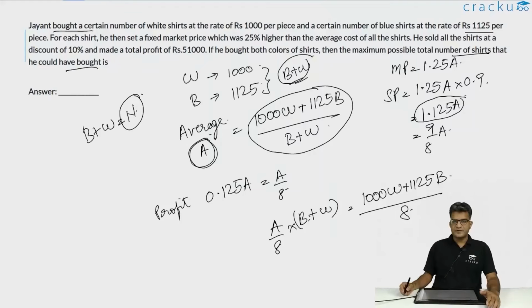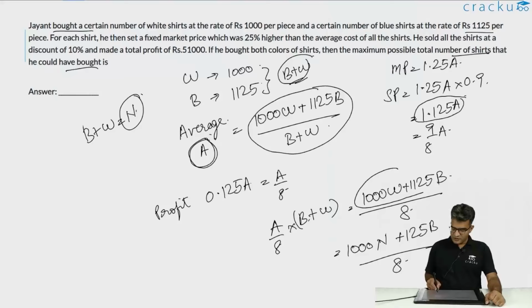Now let B plus W be equal to N, which is the total number of shirts that he bought, which is the total number of blue shirts plus the total number of white shirts. So this is equal to (1000 N plus 125 B) divided by 8. Why is that the case? Because 1000 W plus 1125 B can be written as 1000 W plus 1000 B plus 125 B. This is equal to 1000 N plus 125 B. This we are told is equal to 51,000.